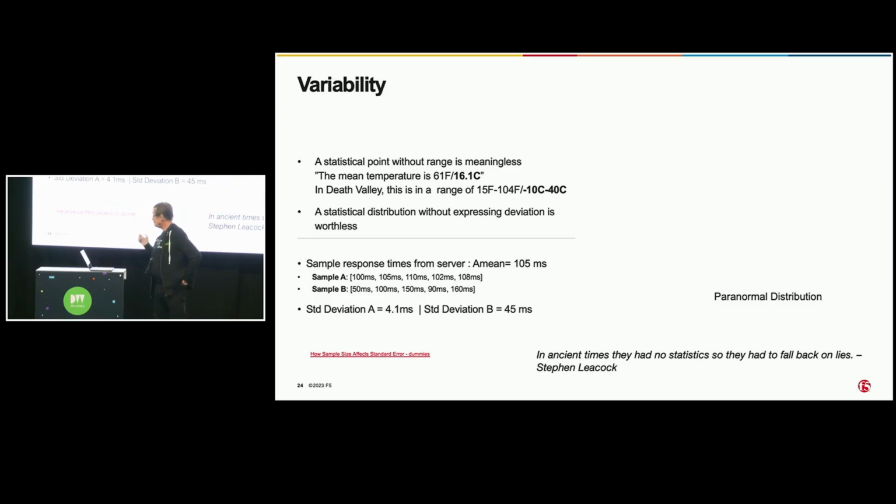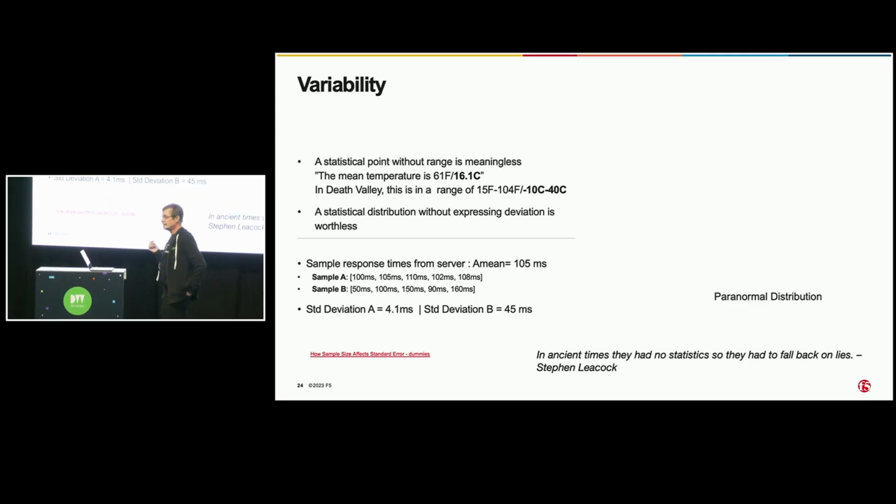Okay. So this is an example. Death Valley, one of the hottest spots on Earth, the mean temperature is 61 degrees, or 16.1 Celsius. Death Valley has a range from 40 Celsius to 15 Celsius. Either of those two ends, you don't want to live in there. Well, 15 is not bad.